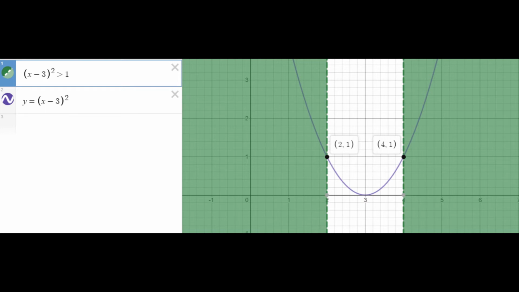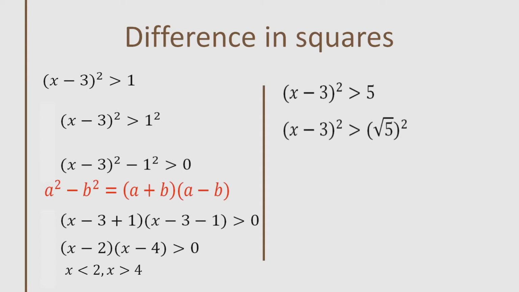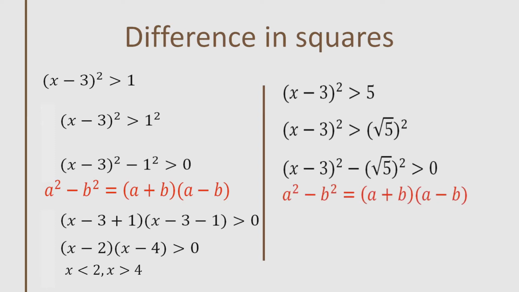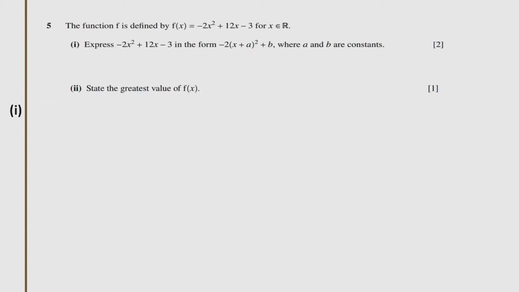And actually it's not just about perfect squares such as 1, 4, 9, 16, 25, and so on. But in fact it can be something like 5. Because we can make it square root 5 squared. And now gonna minus that on both sides. And then it's once again in the form of a squared minus b squared. So this happens, we can factorize, and in the end, we have x is less than 3 minus square root 5, and x is more than 3 plus square root 5. Fast and simple. So let's turn our attention to completing the square.